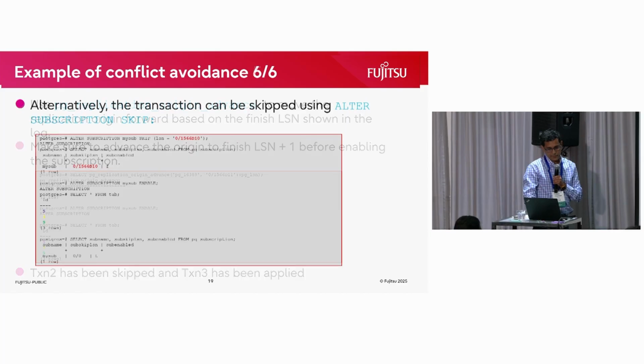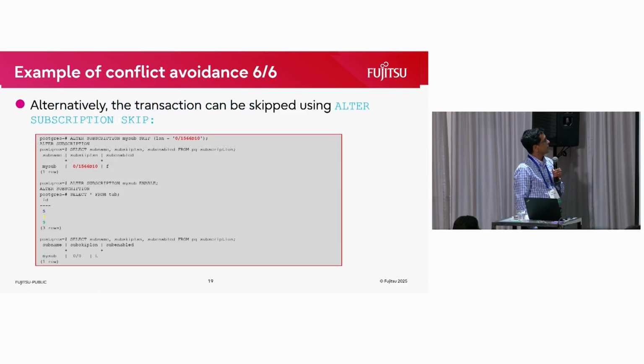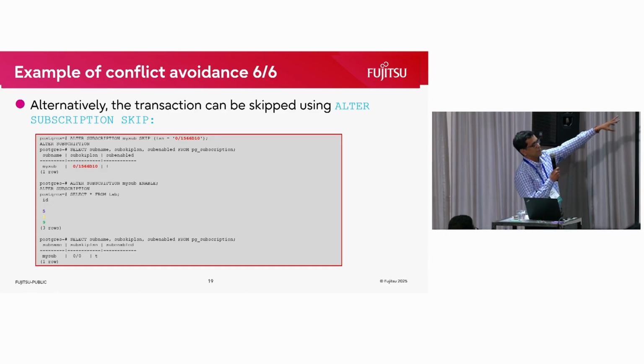That's what happened. You could do the same thing with the command ALTER SUBSCRIPTION SKIP. Similarly, for a disabled subscription, you use ALTER SUBSCRIPTION SKIP. Using the same LSN, you don't have to do a +1 there because it's the same LSN that needs to be skipped, and you get the same result.